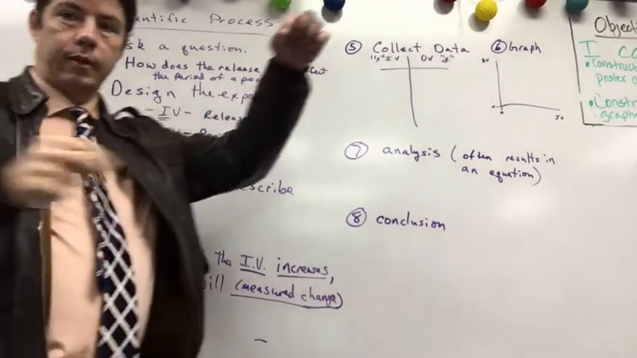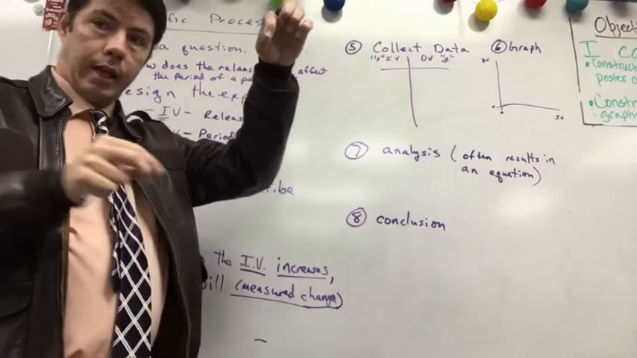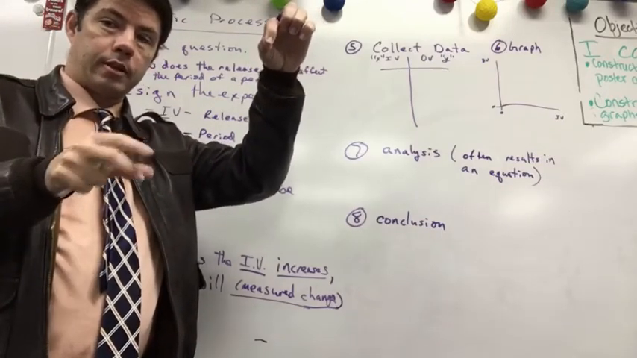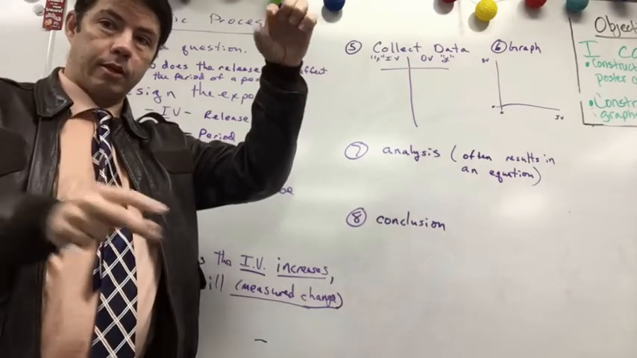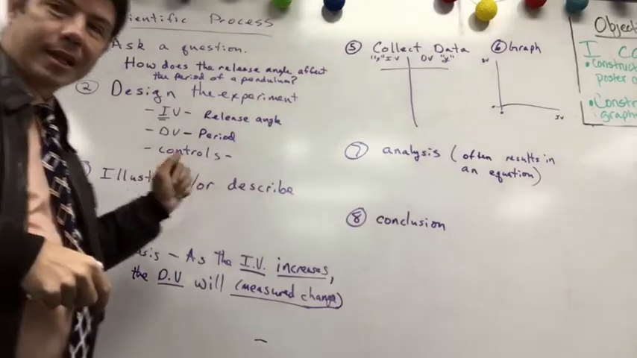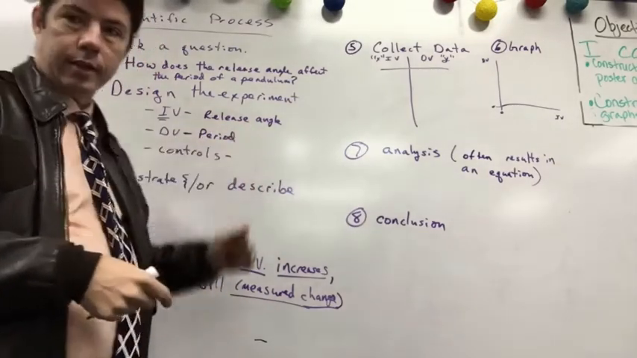So I've got a pendulum. I've got something that's going to swing back and forth. The angle that I release it at, if I just pull it back here and release it, this is what we're asking about: what is that angle that we release it at? What are some things I'm going to need to control to make this a valid test?